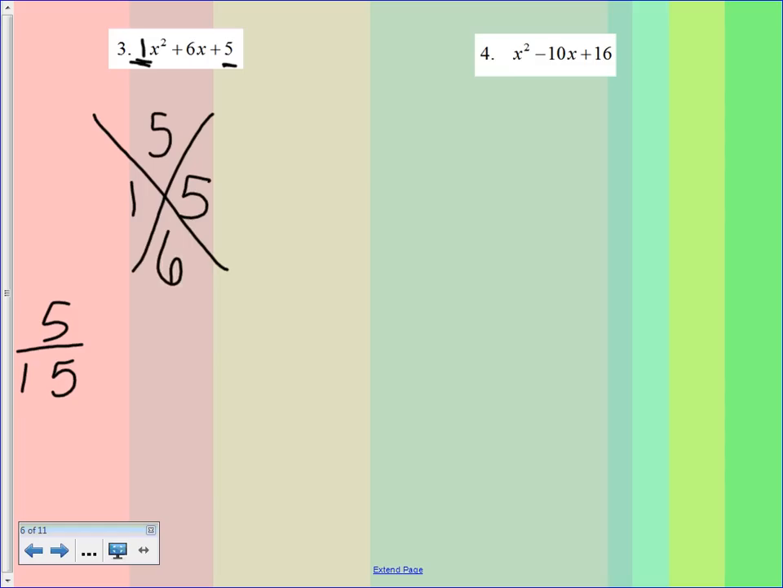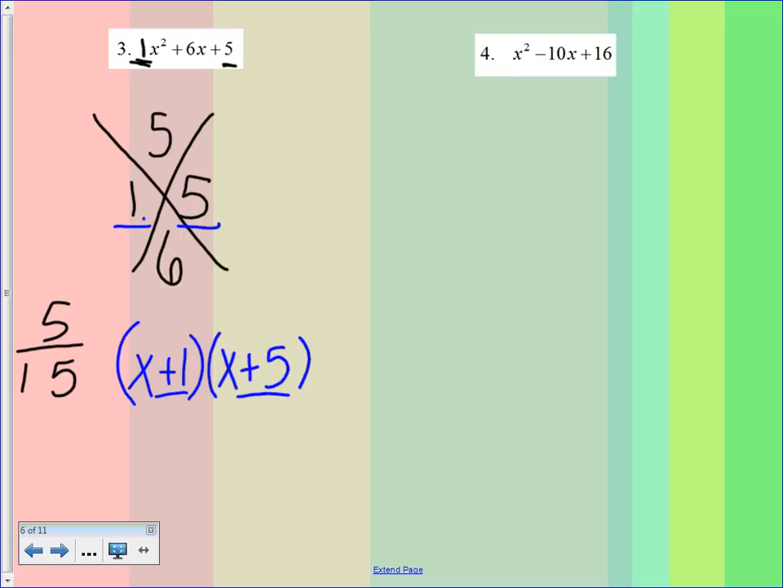Now, normally here, this is where you stopped. But you notice that that last step says put into factored form. So then what I'm going to do is x plus 1 and x plus 5. So I set up two parentheses. I put an x in each parenthesis, and then I put the number. This is a positive 1, so I put plus 1.